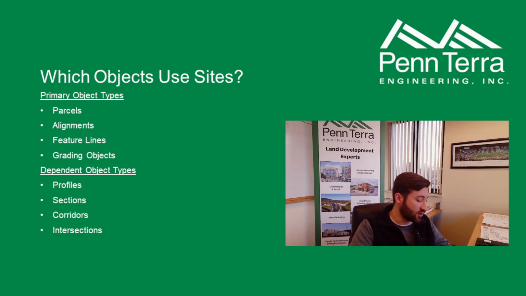So there are kind of two sets of objects that use sites. Primary objects, as Civil 3D calls them. These would be your parcels, your alignments, feature lines, grading objects. These have to be on sites, and they should all be on a different type of site. So our template has pre-configured sites for lots and for grading. I usually make one whenever I do alignments, and that's something that we could probably add to the template later. So those are your primary objects.